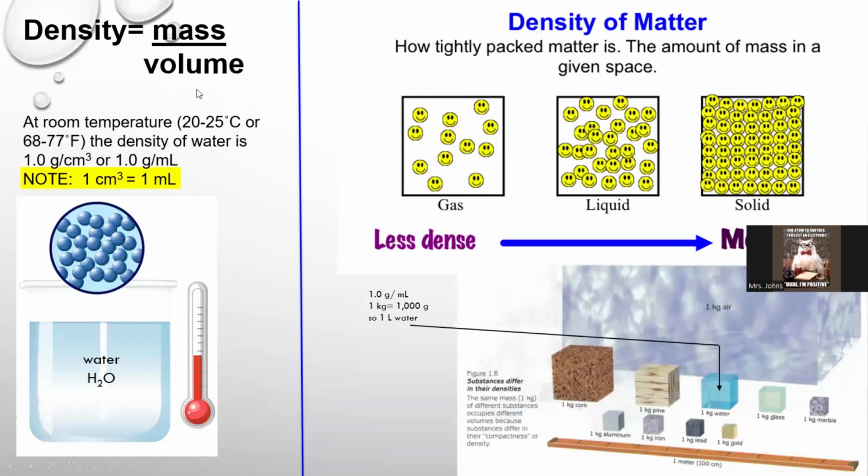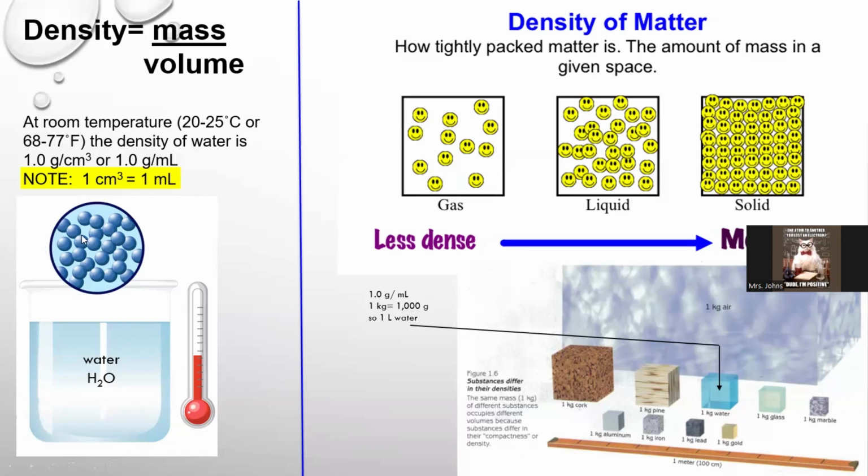Okay, so now density, since we're talking about mass. Density is defined as the mass per unit of volume. It's how tightly things are packed together, the atoms in the substance, how tightly they are packed together.